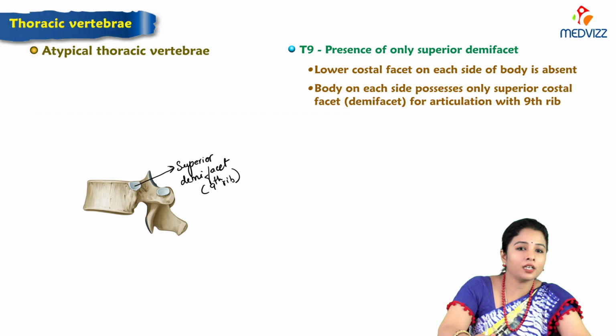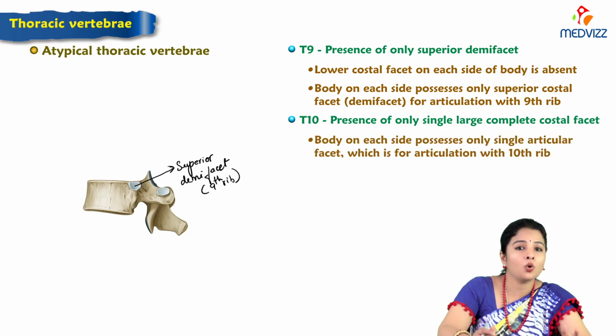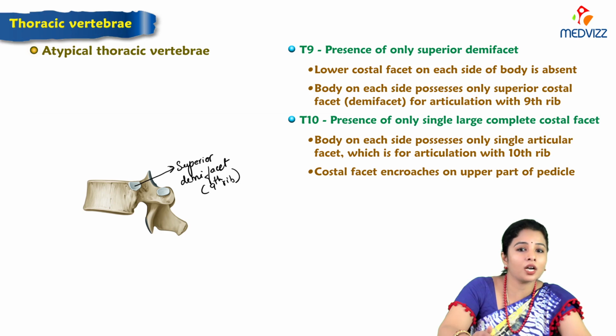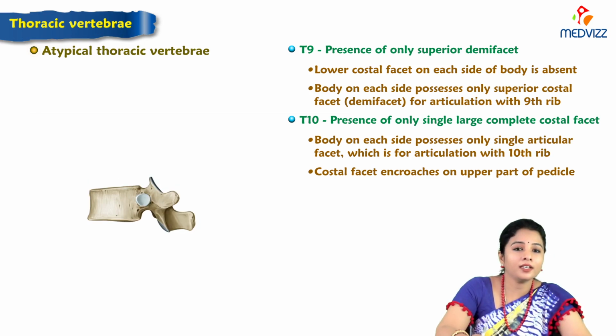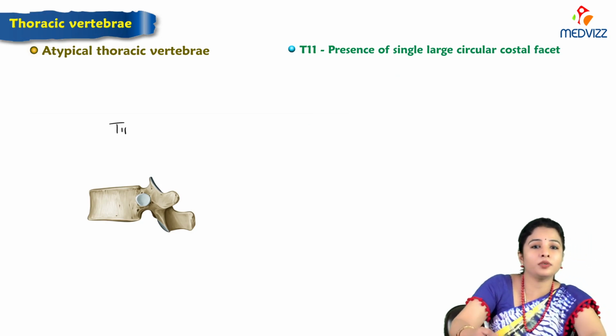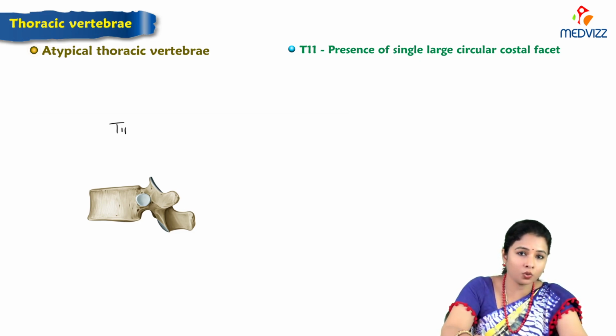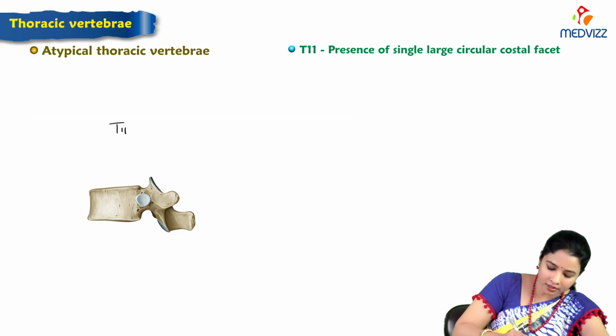So next, about the 10th thoracic vertebra. The 10th thoracic vertebra is identified by the presence of only a single large complete costal facet. The body on each side possesses only a single large facet which is for the articulation of the 10th rib. The costal facet encroaches on the upper part of the pedicle. And the next atypical vertebra is T11, the thoracic 11th vertebra, and here it is identified by the presence of a single large costal facet. So you can see here.